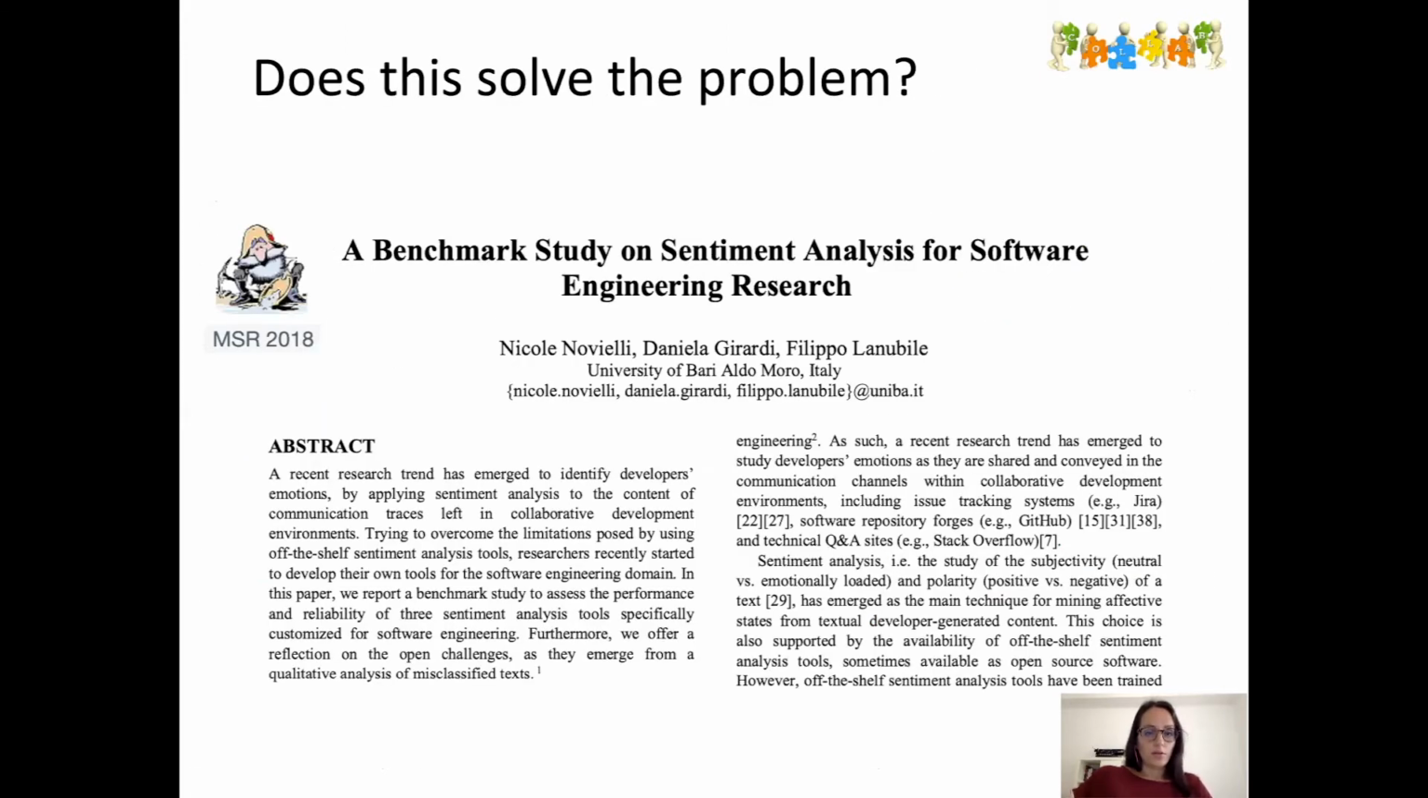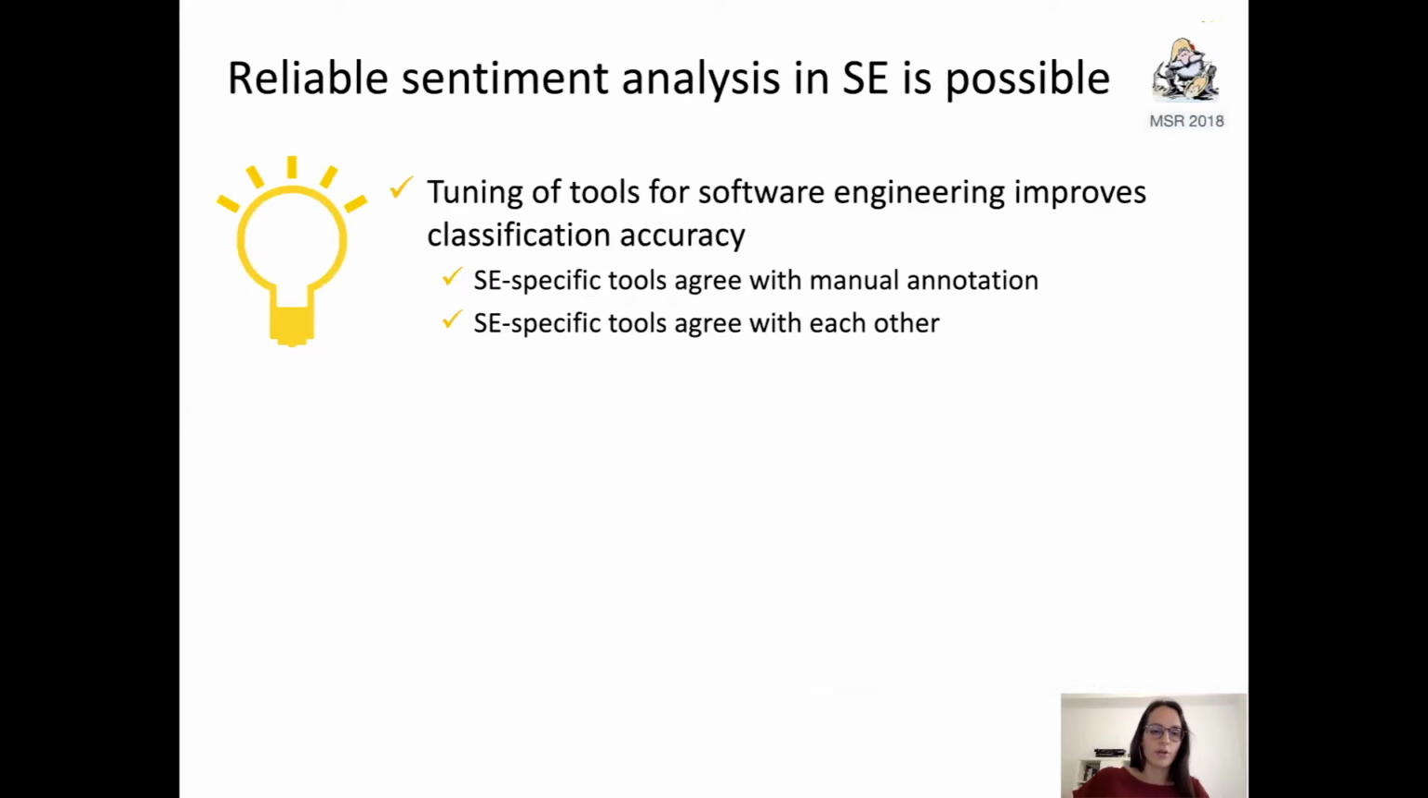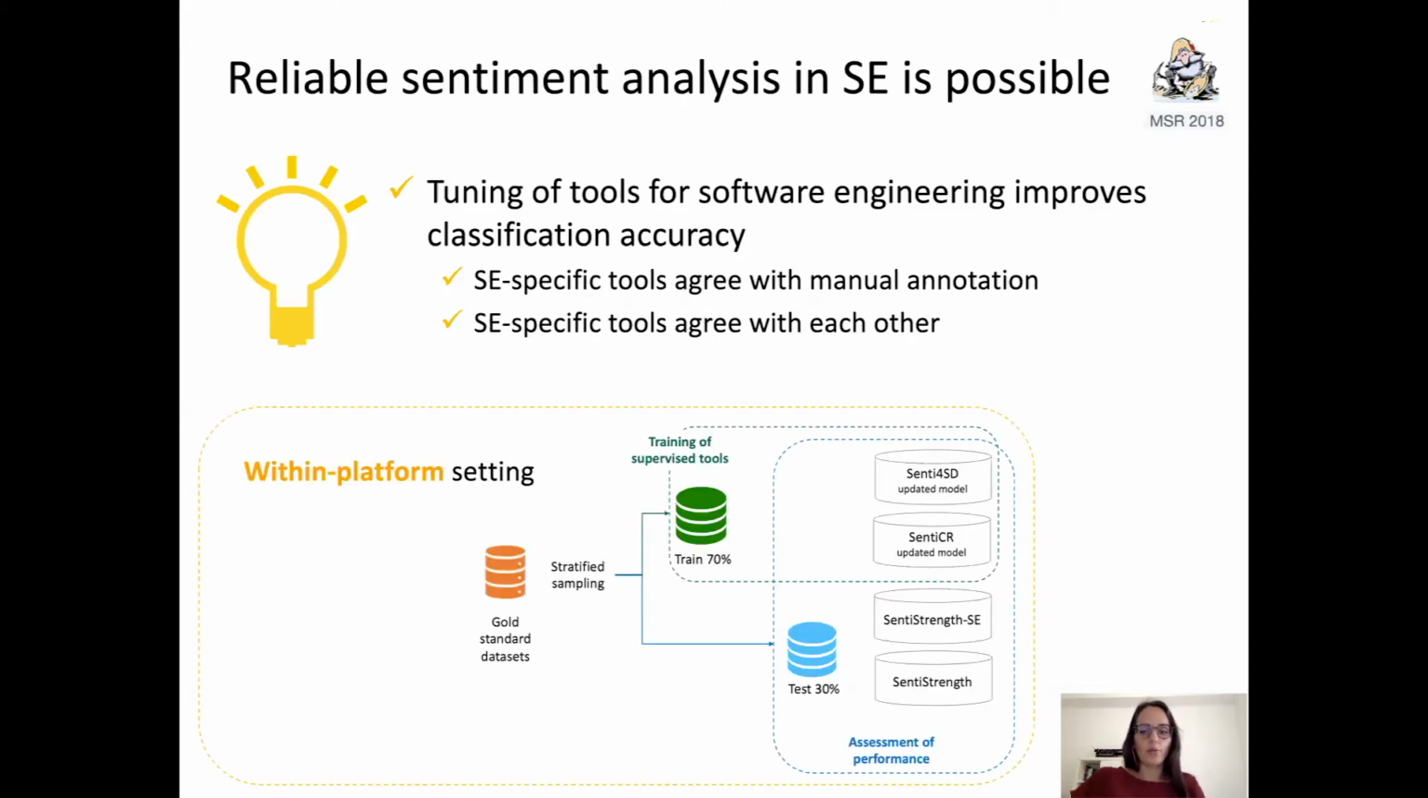So does this solve the problem? In our previous benchmarking study, published at MSR 2018, we investigated if software engineering specific tuning for sentiment analysis tools actually overcomes the limitations of general purpose ones. And indeed, we found that tuning of tools for software engineering improves the classification accuracy. Specifically, we observed that software engineering specific tuning enhances agreement of tools with manual annotation and with each other. However, we observed such results in a within-platform setting, which means training on Stack Overflow and testing on Stack Overflow.